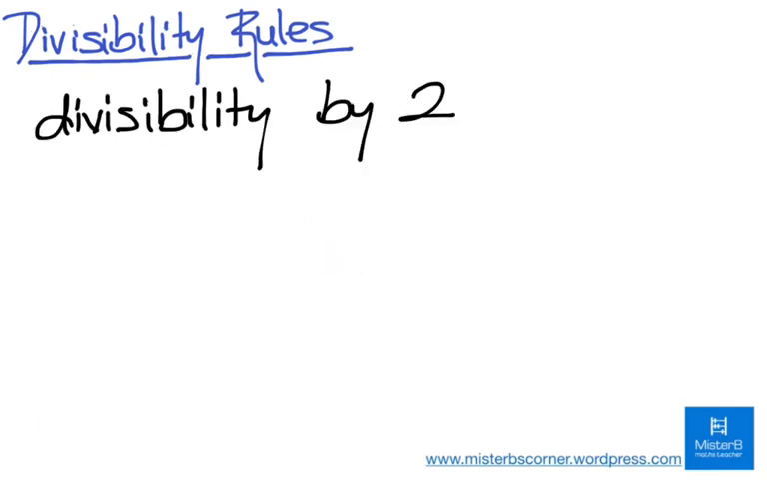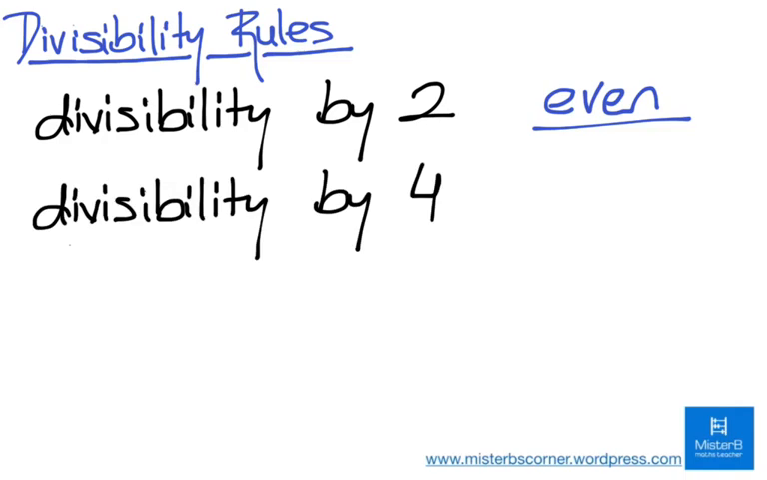So if a number is divisible by 2, most probably, certainly it's even. So odd numbers are not divisible by 2 as they give a remainder 1. So it must be an even number so that you can divide by 2.